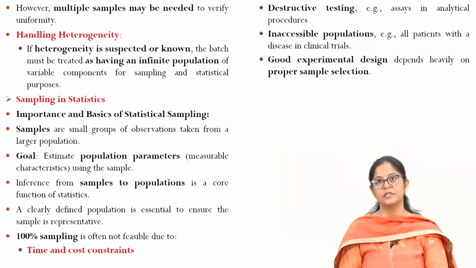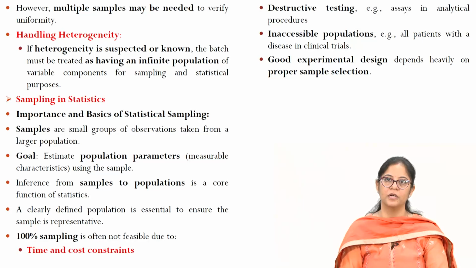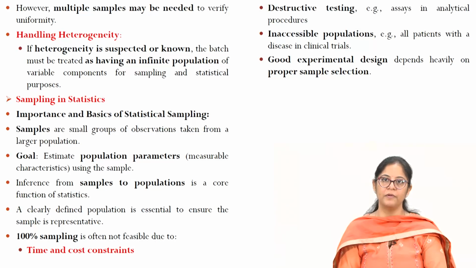If heterogeneity is suspected or known, the batch must be treated as having an infinite population of variable components for sampling and statistical purposes. So, sampling in statistics is important.